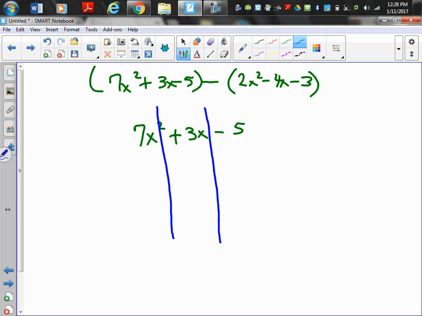So what's the opposite of 2? Negative 2. So it's going to be negative 2x squared. What's the opposite of negative 4? Plus 4. Plus 4x. What's the opposite of negative 3? And put an addition sign.